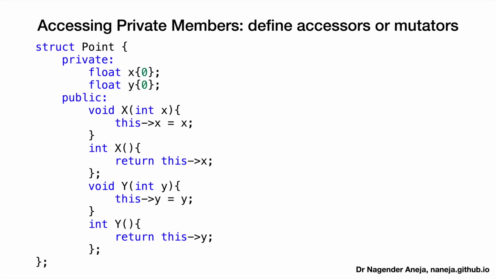If we want to access the private members, we need to define accessors or mutators. An accessor is a function that can access the value. Its role is to return the value, because it's a private data member. It can't be directly accessed, but you can have a method that accesses the variable and returns the value to you. Similarly, the role of the mutator is to change the value. If you want to write or update the values, then you need to use the mutator.